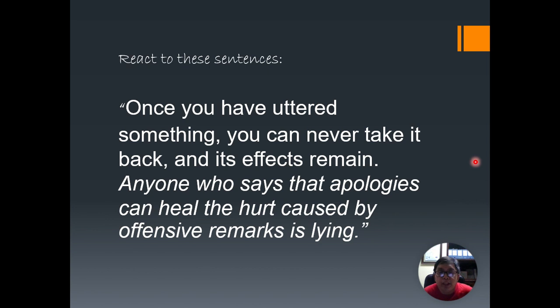Now, to end my presentation for now, I'd like everyone to refer to these sentences. Once you have uttered something, you can never take it back, and its effects remain. Anyone who says that apologies can heal the hurt caused by offensive remarks is lying. With these sentences, I would like you now to answer this in a Word file.